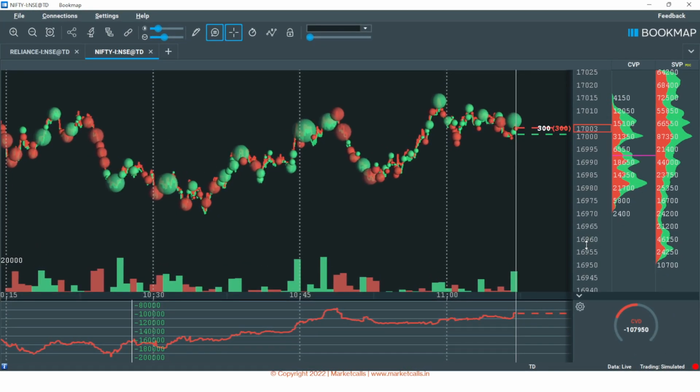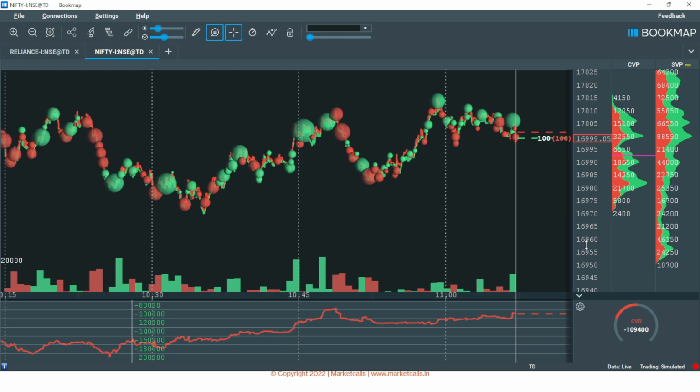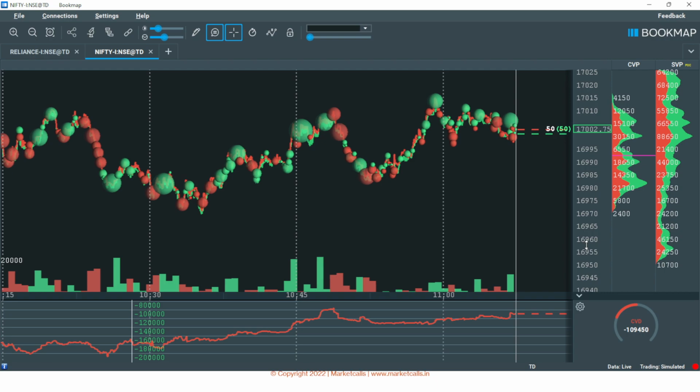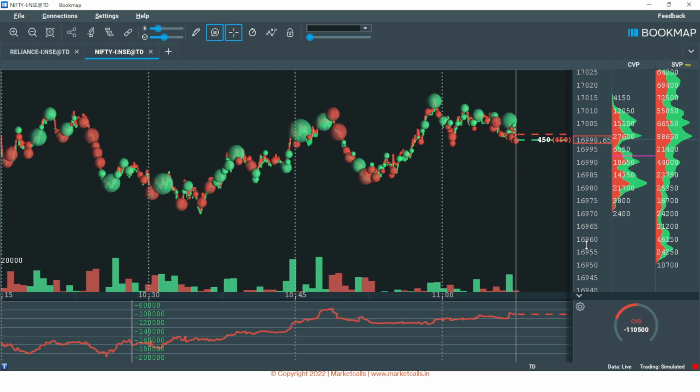So what you'll be seeing in Bookmap is the form of bubbles. The bubble shows the volume activity. Of course, we can bifurcate the volume into two categories, buyer volume and seller volume. Whenever the buyers are hitting the offer or the ask price, you'll see green color bubbles. The bigger the bubbles, the bigger the volume getting traded at that level.